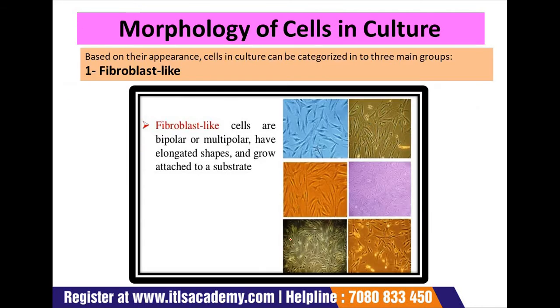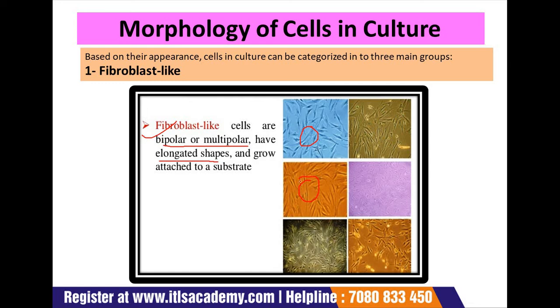Now we should know about the morphology of cell culture. Based on their appearance, cells in culture can be categorized into three main groups. First one is fibroblast-like. So what are the fibroblast cells? Fibroblast cells are bipolar or multipolar and have an elongated shape. You can see this is the bipolar or multipolar and elongated shape. You can see the shape of the fibroblast cells.